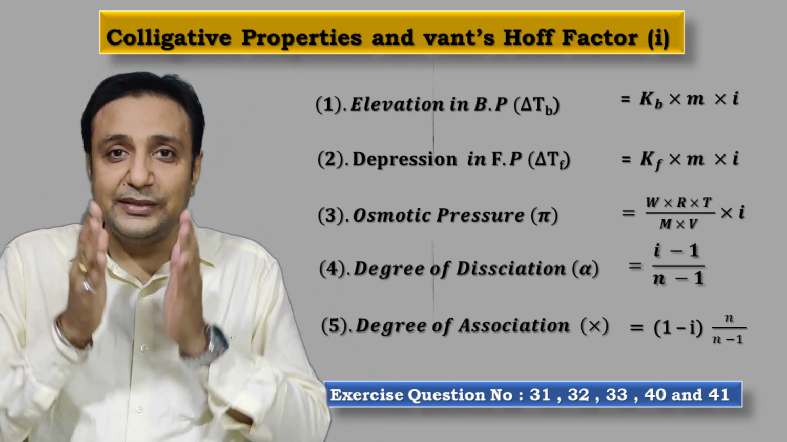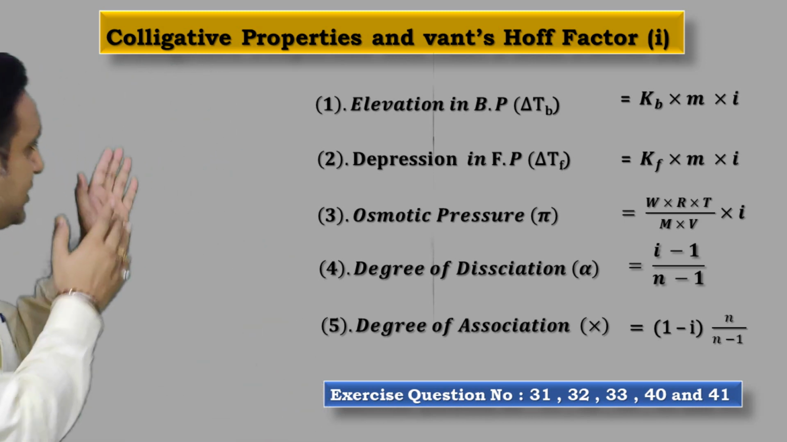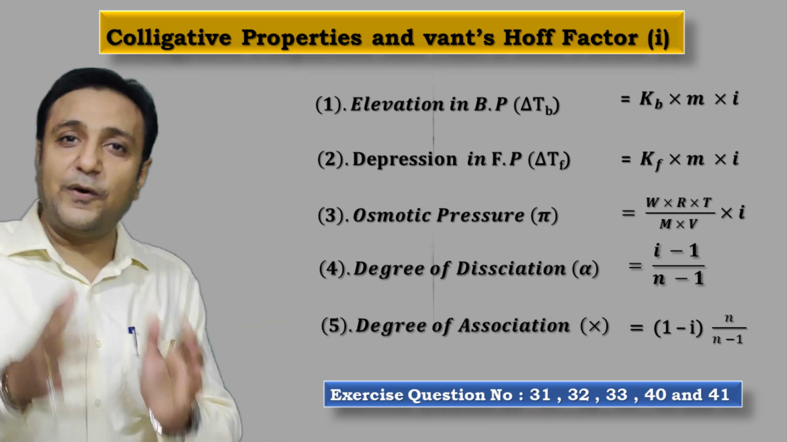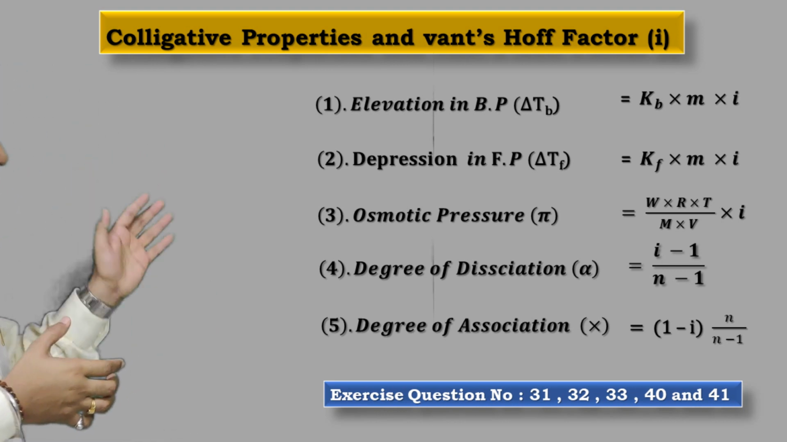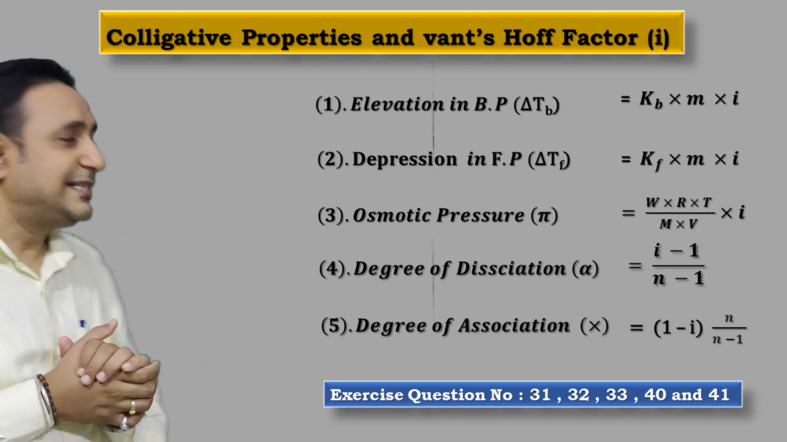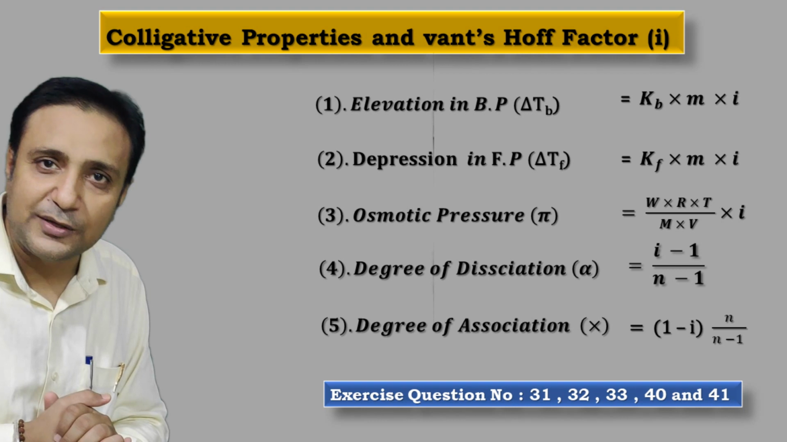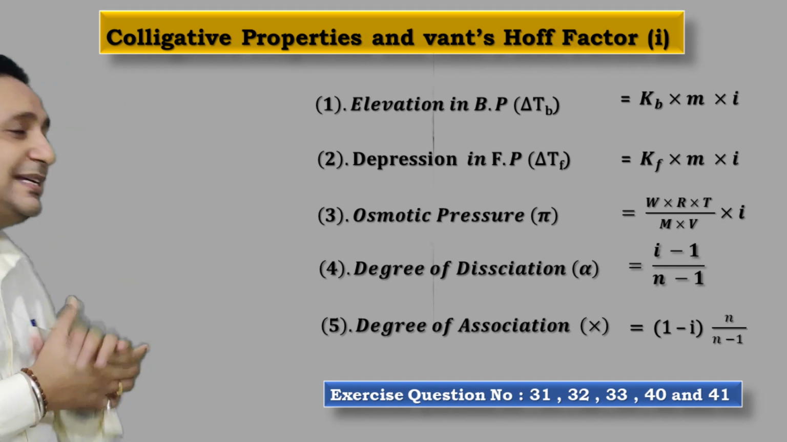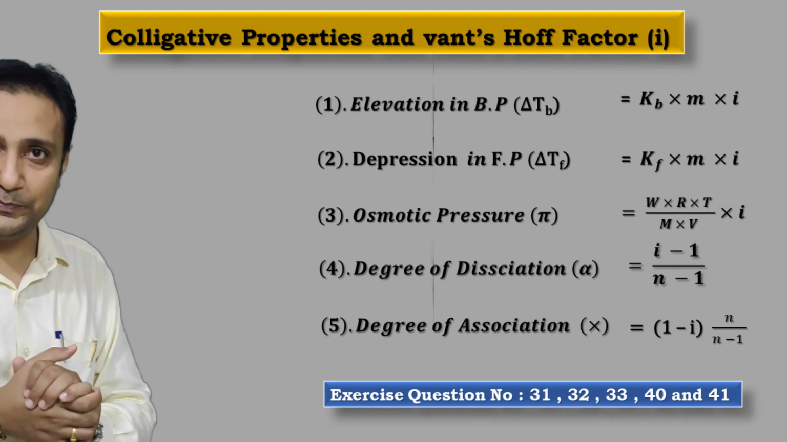The formulas of these colligative properties are given on your screen. First colligative property is the elevation in boiling point. Second one is the depression in freezing point. And third one is the osmotic pressure.